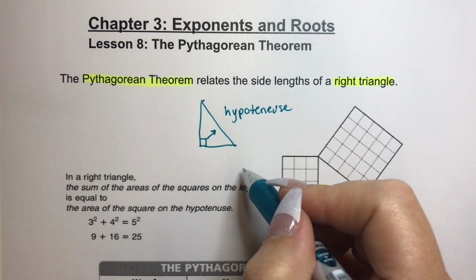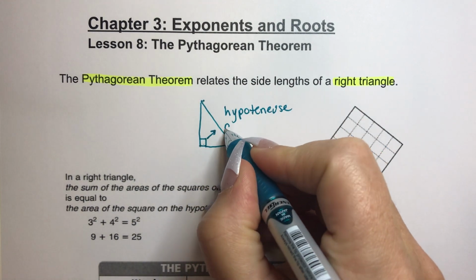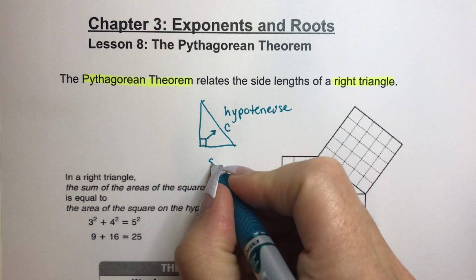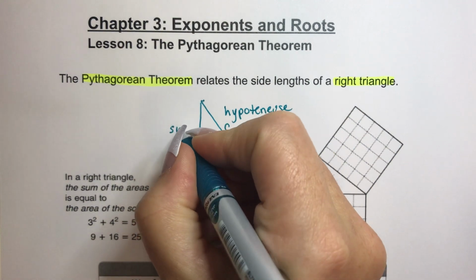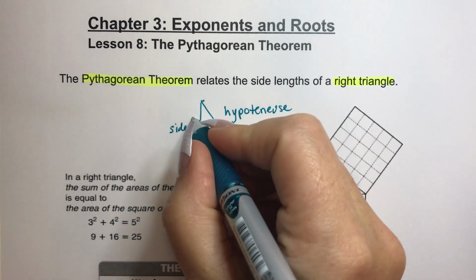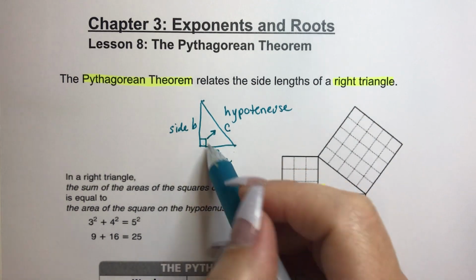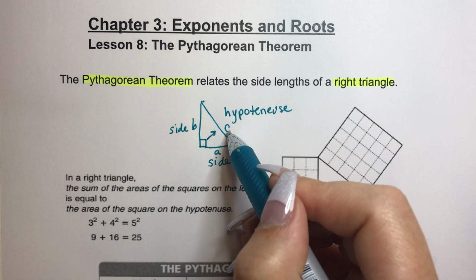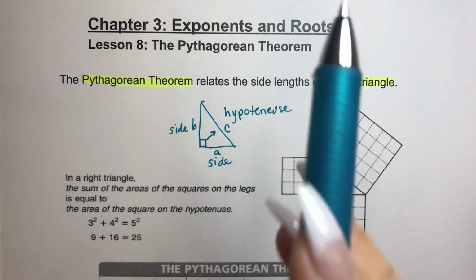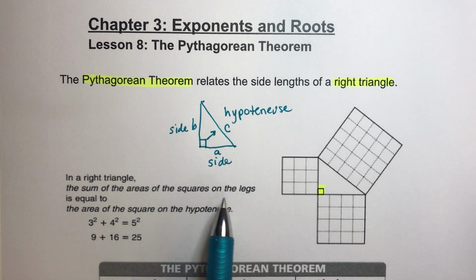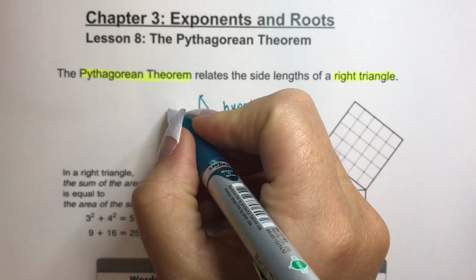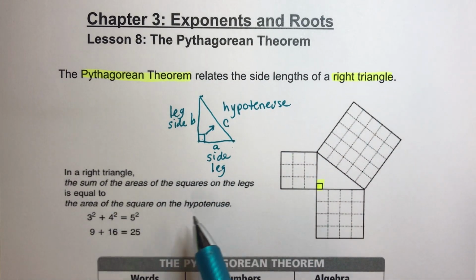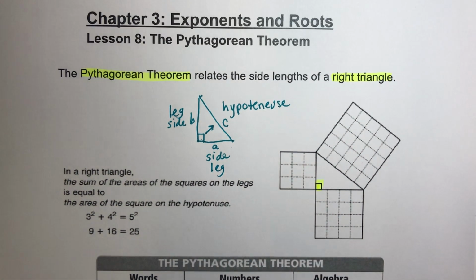With the Pythagorean theorem, they call this letter C. And then these are the sides. This is a side, and this is another side. A lot of times they call this A and this one B, or this one could be A and this one B. It really doesn't matter which is A or B. The thing that matters is this C, the hypotenuse. This is always the hypotenuse. Now, what it says is in a right triangle, the sum of the areas of the squares on the legs, they're called legs, is equal to the area of the square on the hypotenuse, right?